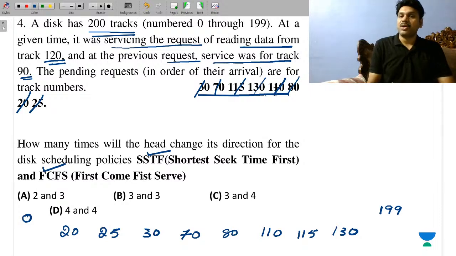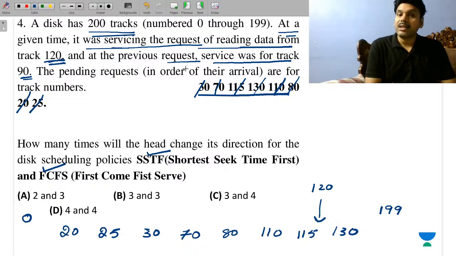Now we are going to use the shortest seek time first. So the head position is crucial here. At a given time, it was servicing a request of reading data from track 120, and at the previous request the service was track 90. So from earlier it was 90, then it serviced to 120. Now we want to satisfy them, so we are going to satisfy using shortest seek time first.